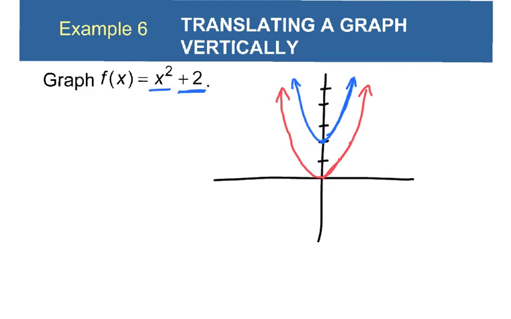Now, say instead we were actually subtracting 2. What happens to our original x squared function is, instead of moving up 2 units, it would move down 2 units. So it would move this vertex down along with every other point on the graph, and you would have a graph that looks like that there. Okay, so that's a vertical translation.